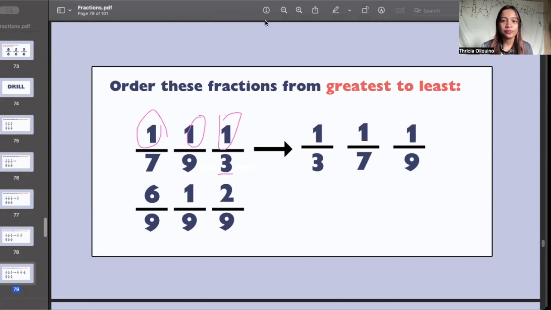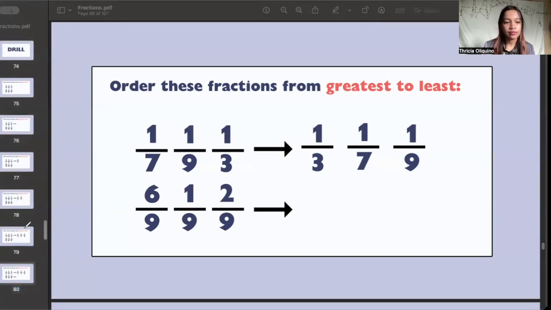How about the next one? And the next one, we have 6/9, 1/9, and 2/9. Again, they have the same denominators. And when we have fractions with the same denominators, the larger or the largest numerator is the largest fraction. So which one do you think is the first or the greatest one?